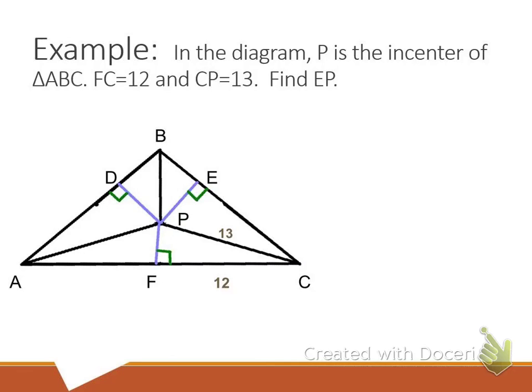Well, we know that FC is 12 and CP is 13, and that's been labeled in our picture, and we want to find EP. Well, since finding FP or DP is the same thing as finding EP, as long as we can find one of those, we're in good shape. Well, here we have the length of this segment, the length of this segment, and we know that if we find this segment, then it's going to help us find EP, right?